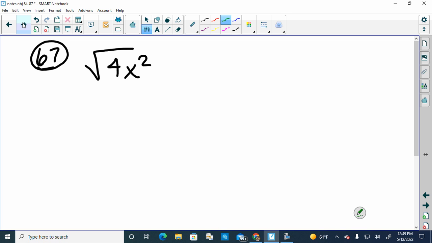Okay, so 67, we have a perfect square, which would be 2. And then what do we do with the x? That would just become an x, because remember, it's an x and an x, so there's a pair, so it comes out, so there's none left. So this one's a perfect square. Okay, next one.